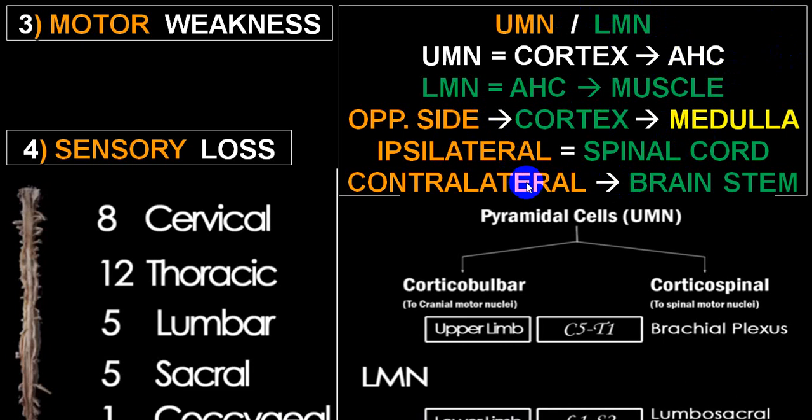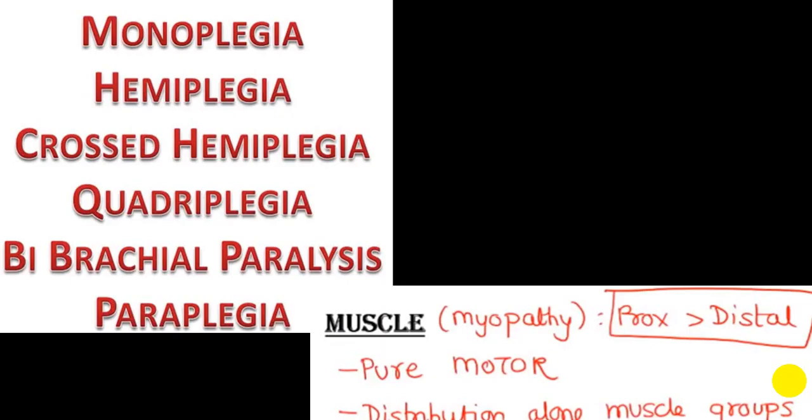In a brainstem, there will be ipsilateral, means on the side of the damage, lower motor neuron cranial nerve palsy, and opposite side hemiplegia, which will be of upper motor neuron variety. So this permutation combination gives you a very good idea regarding localization of lesion. Always remember that upper limb is C5 to T1 and lower limb is lumbar 1 to S2. So this will be a brachial plexus, this will be lumbosacral plexus. And depending upon that lesion, you can get involvement of the upper limb and lower limb alone if there is a damage to plexus or peripheral nerves. So you can have different types of lesions like monoplegia, hemiplegia, crossed hemiplegia, quadriplegia, paraplegia.